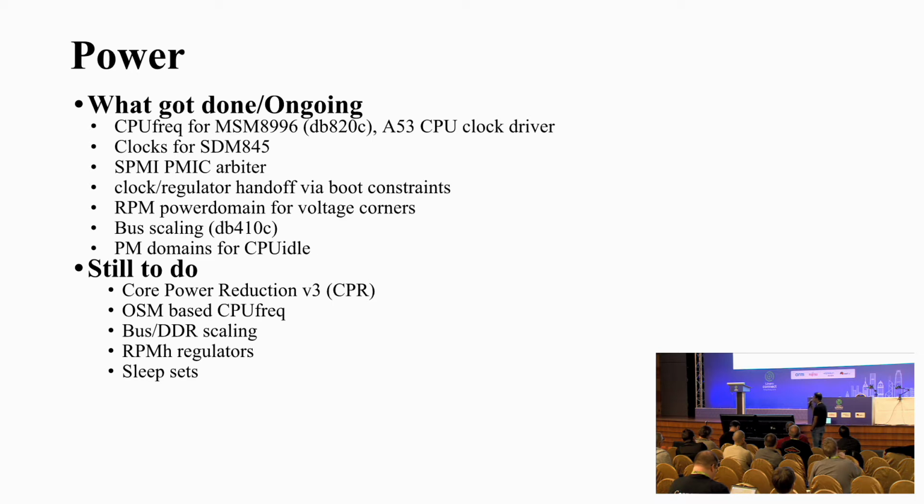So the RPM power domain is for the voltage corners. This is another thing that the power management working group has been working on, for supporting performance states for the power domains. So there's a corner modeled as a power domain for 820. We probably need to do the same for 845 as well going forward. But the big thing missing there is still the multiple power domains per device support.